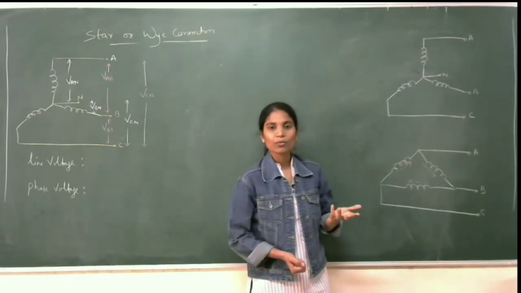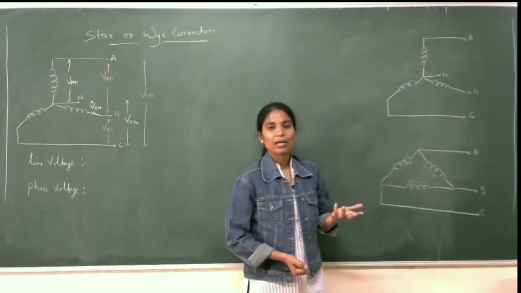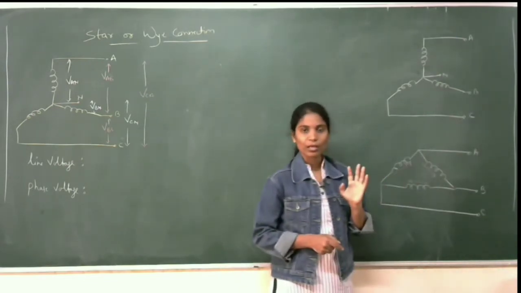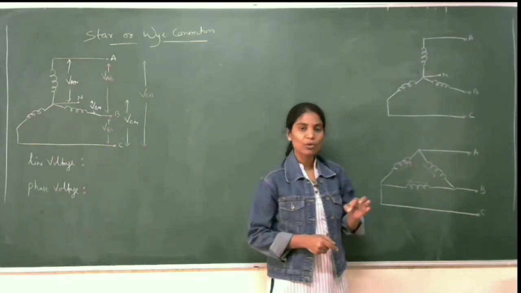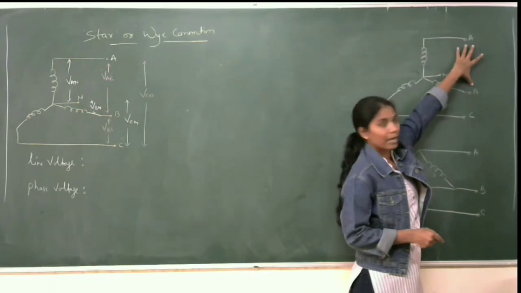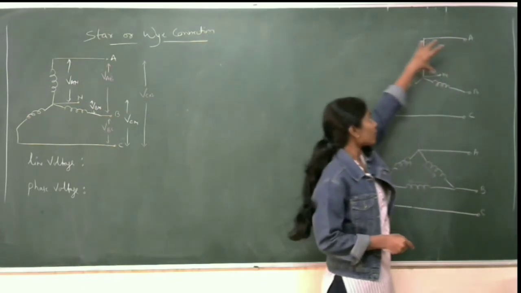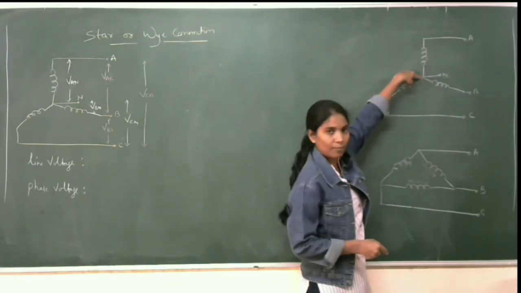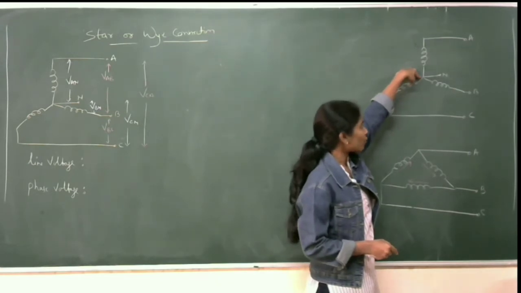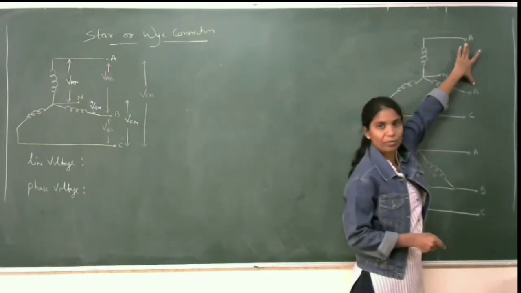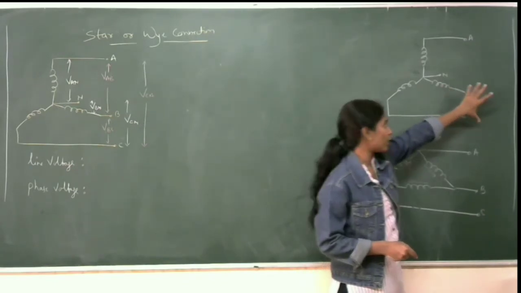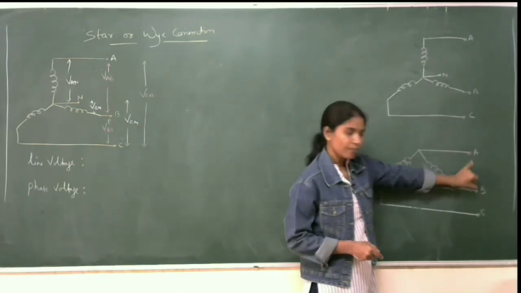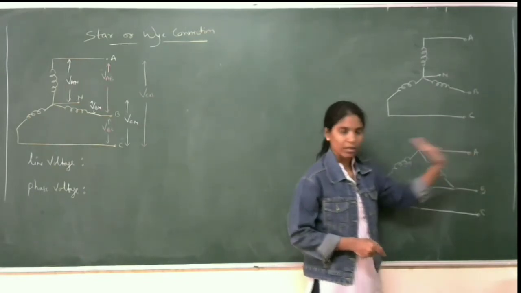Now what is line quantity? Line quantity is what appears across two lines, that is, the terminals A, B, and C. The line voltage is the voltage across terminals A and B. The phase voltage is only up to the neutral, from point A to point N. The line voltage is between point A and point B, then point B and point C, or point C and point A. Similarly, in the delta connection, A to B, B to C, and C to A are the line voltages.